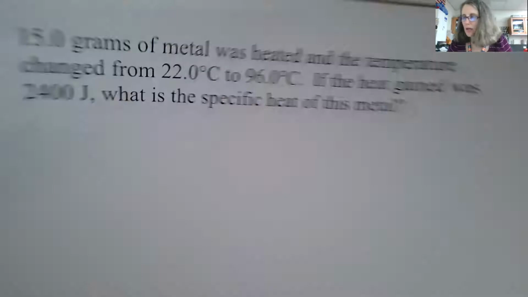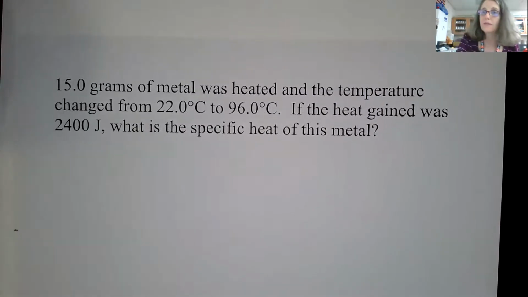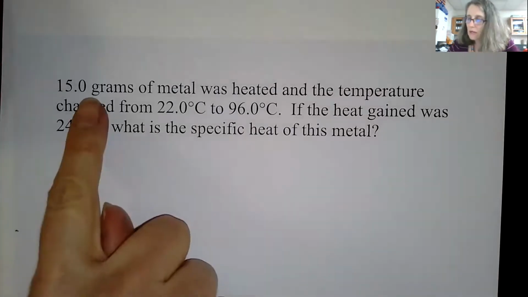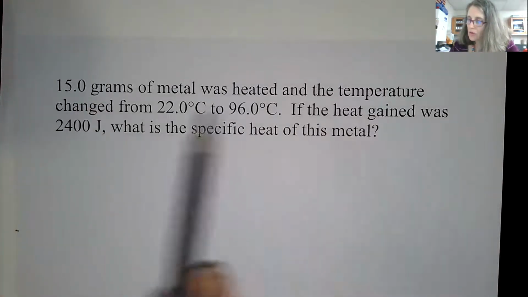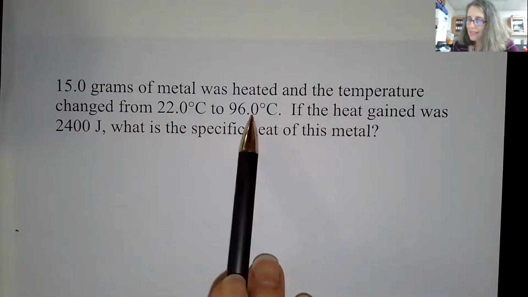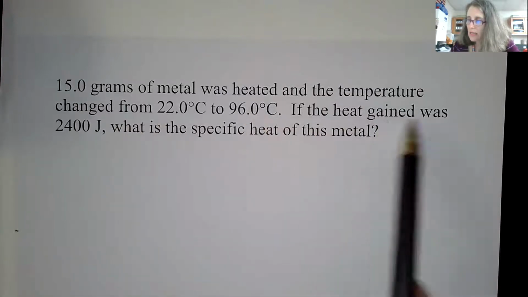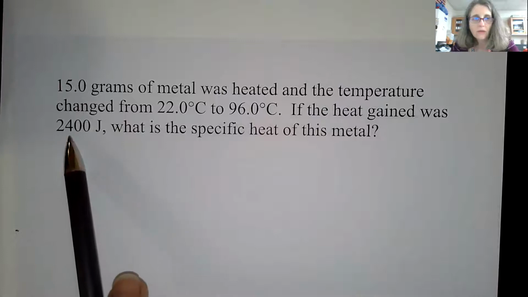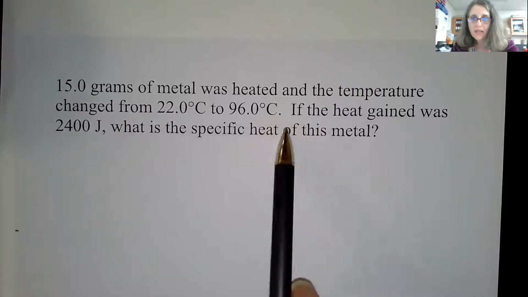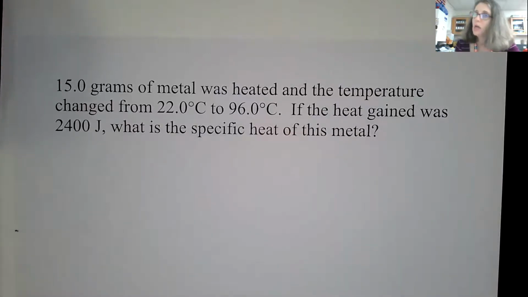All right, so let's try another one. So again, pause the video and see if you can do this one on your own. So this is 15 grams of a metal is heated and the temperature changes from 22 to 96 degrees Celsius. If the heat gain was 2,400 joules, what is the specific heat of this metal? So you're just changing what variable is unknown. So please pause the video now and see if you could try this one on your own.